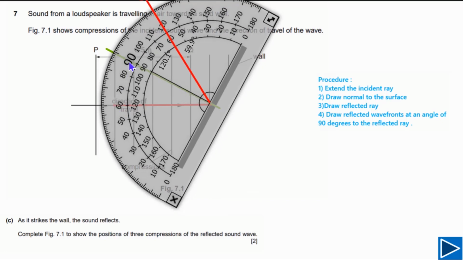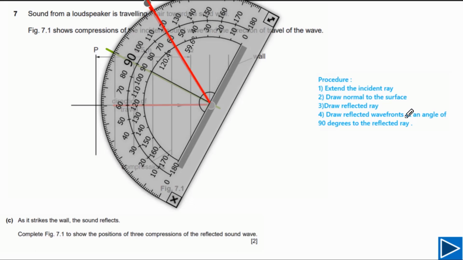Now if you look at the angle of incidence, this is 30 degrees: 90, 60, 30 degrees. So for the reflected ray, the angle of reflection also has to be 30 degrees. So 90, 120, so this angle of reflection is 30 degrees. Now simply we need to draw the line. So we just draw our reflected ray from here. So this is our reflected ray. This is how we can draw.